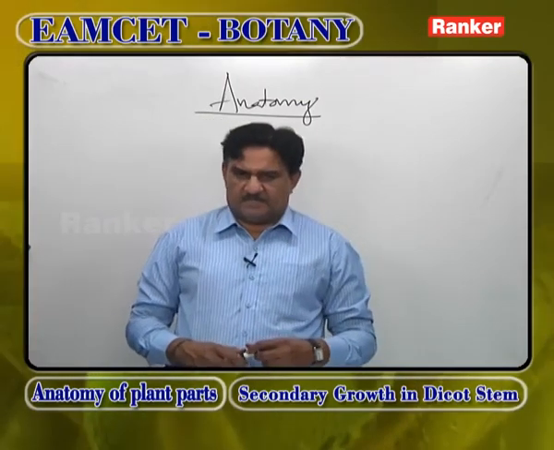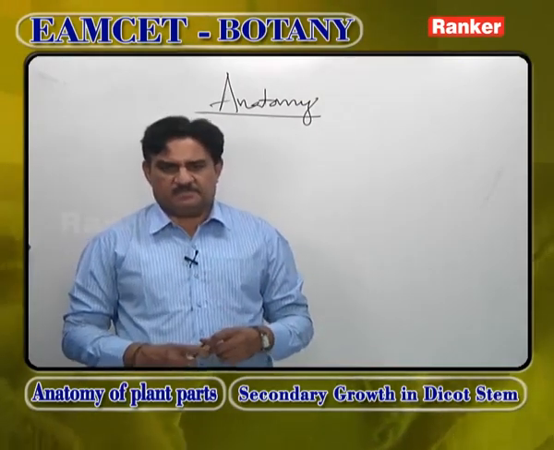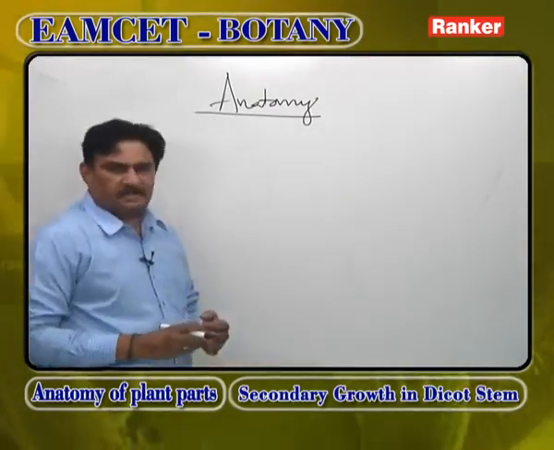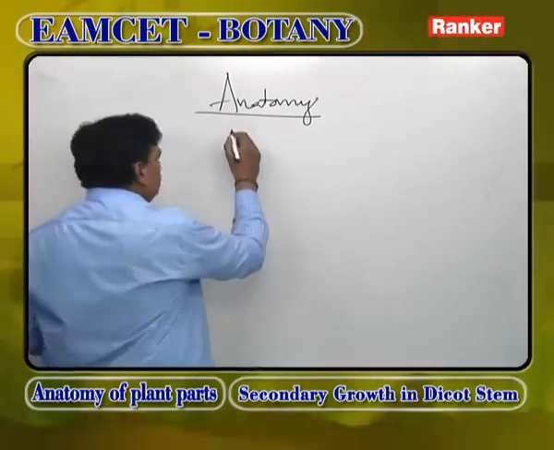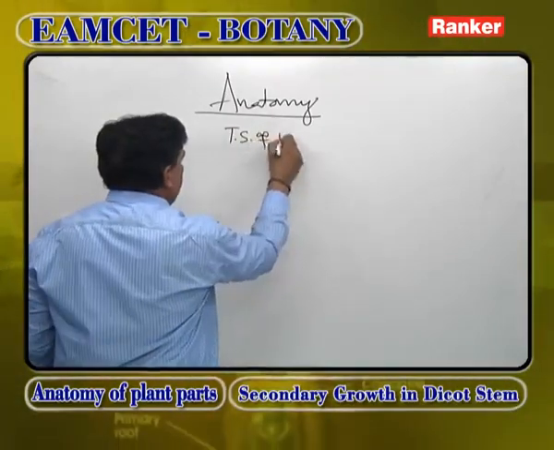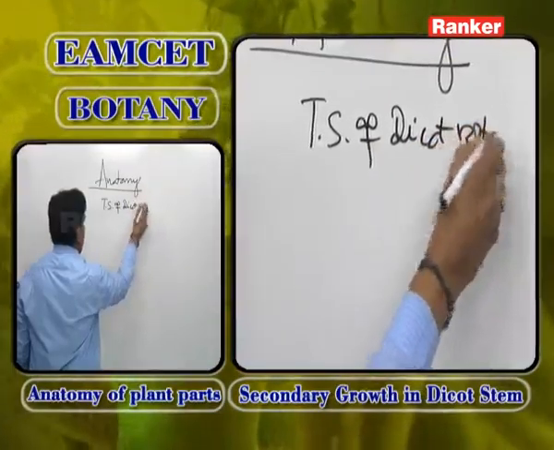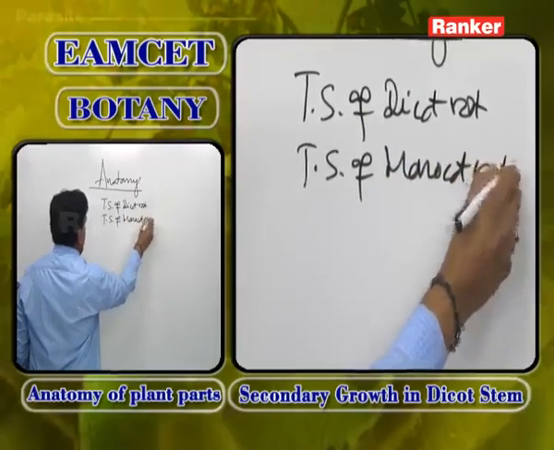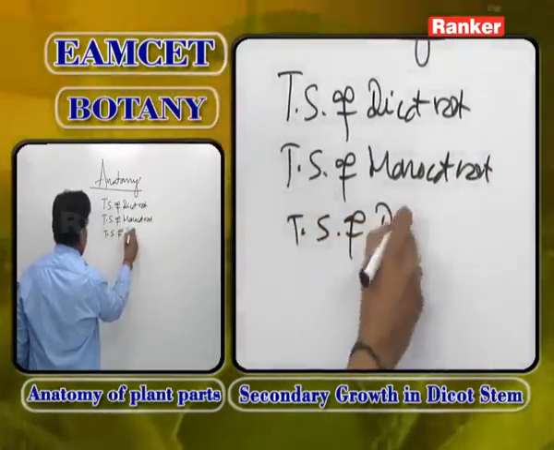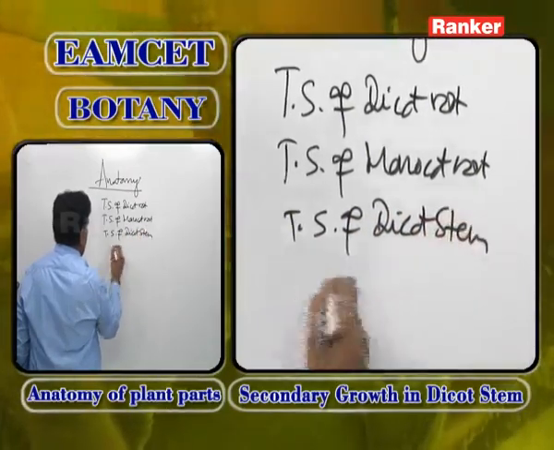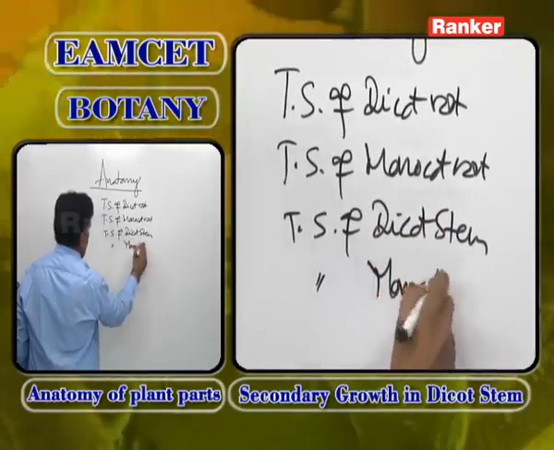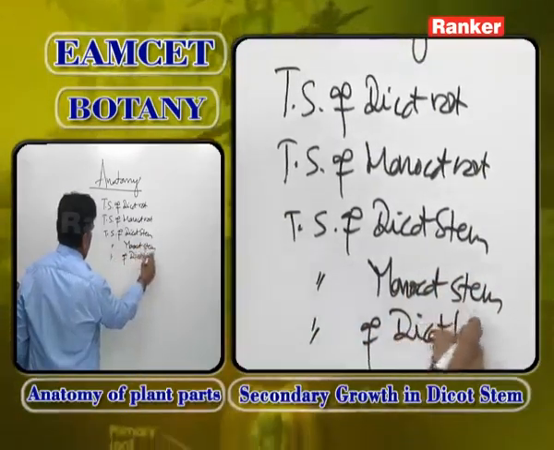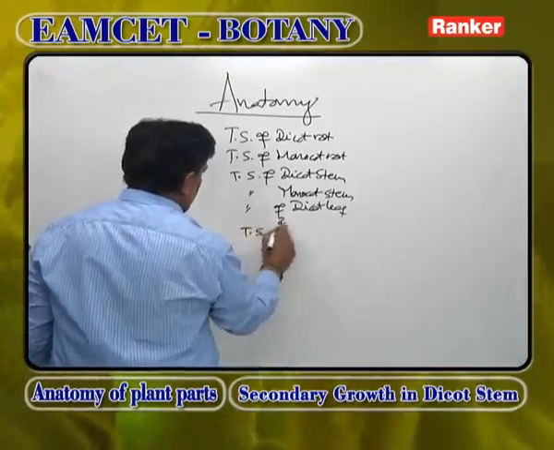Previously we explained the chapters and bits of simple tissues, complex tissues, special tissues. Now we will explain anatomy in plants and secondary growth. Anatomy in plants, we have 5 concepts: TS of dicot root, TS of monocot root, TS of dicot stem, TS of monocot stem, TS of dicot leaf and TS of monocot leaf.